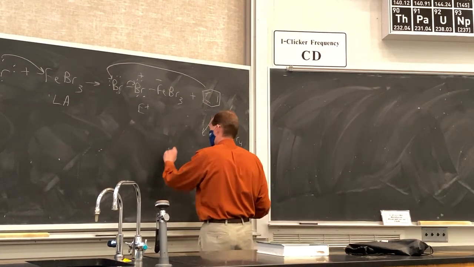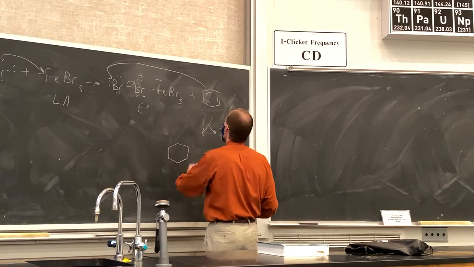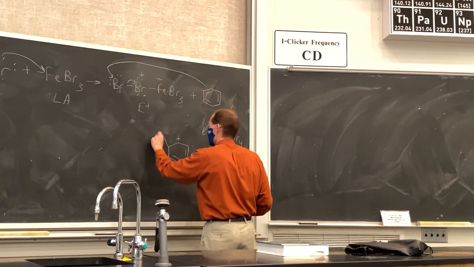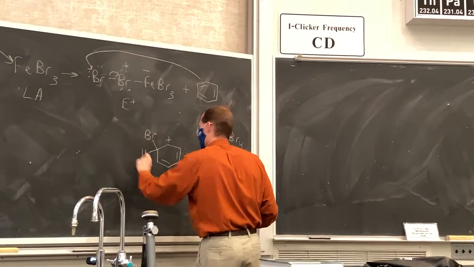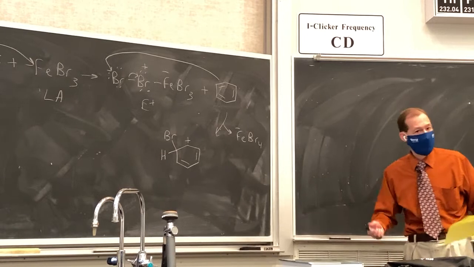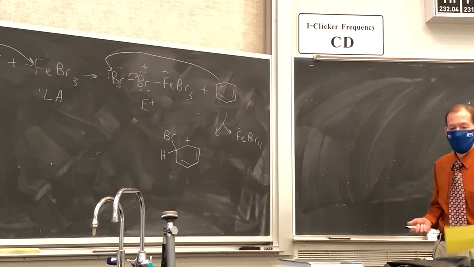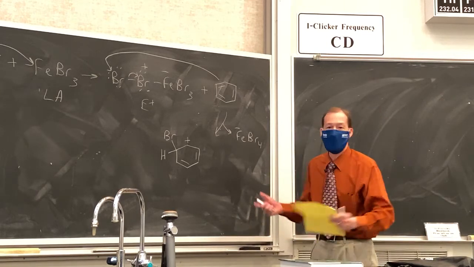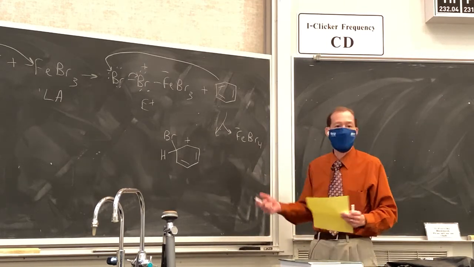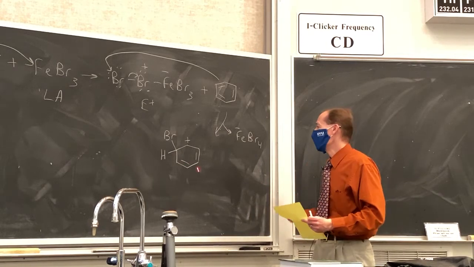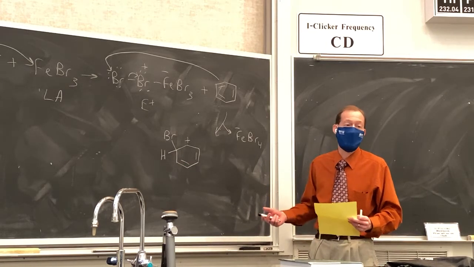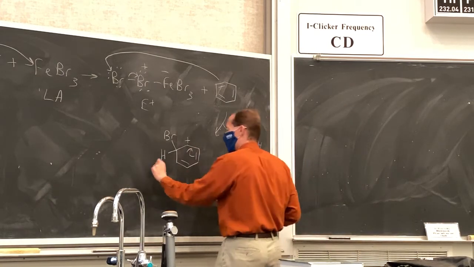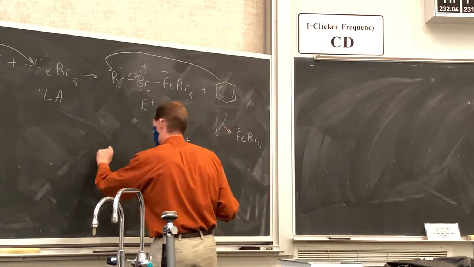And then we're going to have a cyclohexadienyl cation, where we have a bromine now attached to what was benzene. So this cation is not aromatic. This is our rate determining step because we're losing aromaticity. But it is a resonance stabilized cation. So as far as cations go, it is reasonably stable because we have two additional resonance structures that we can draw.